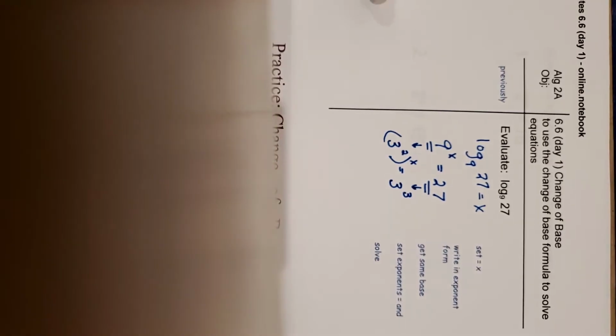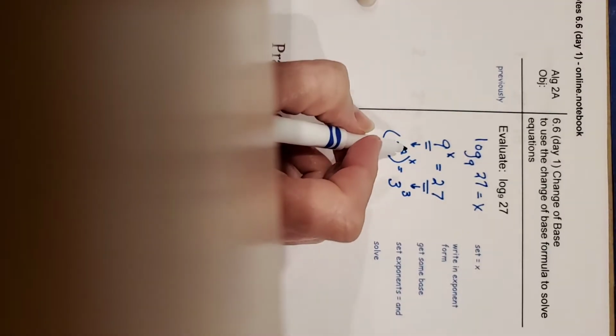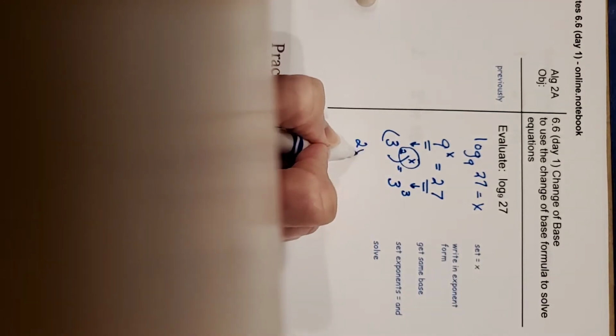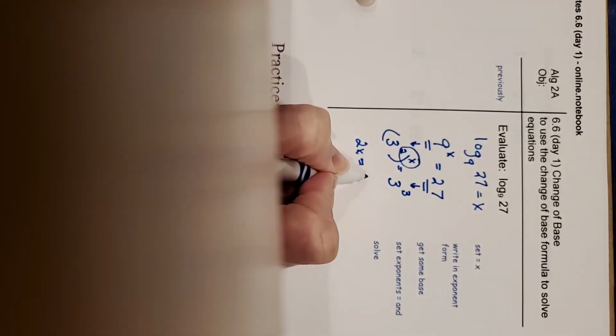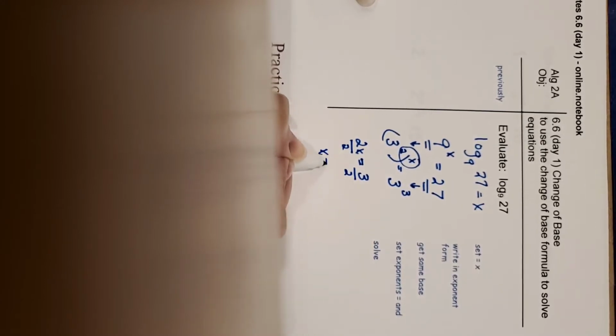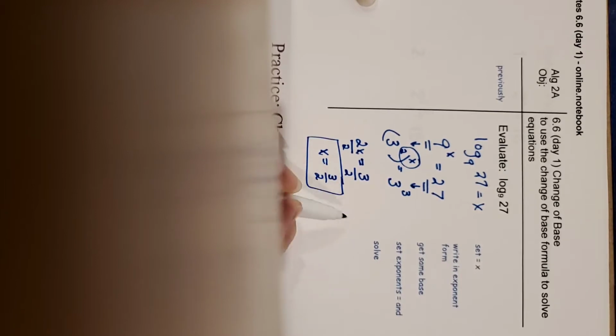Once the bases are the same, then we can set the exponent pieces equal to each other. So I'm going to multiply there, and I get 2x equals 3. Divide by 2, and we got x equals 3 over 2. That's how we solved these previously, which is the same as 1.5.